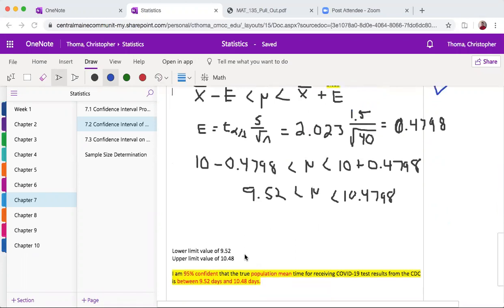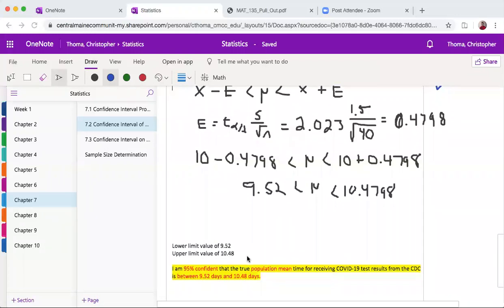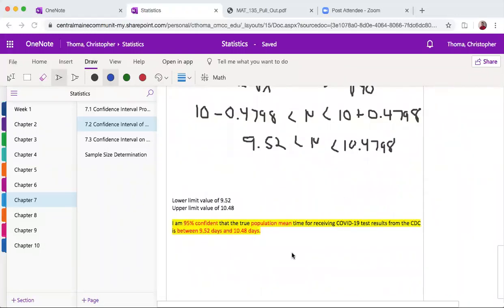So our lower limit is 9.52. Our upper limit is 10.48. So if I write this out, I am 95% confident that the true population mean time for receiving a coronavirus 19 test results from the CDC is between 9.52 days and 10.48 days.